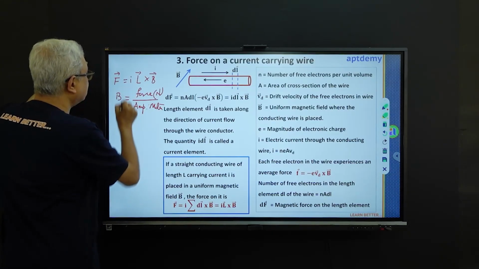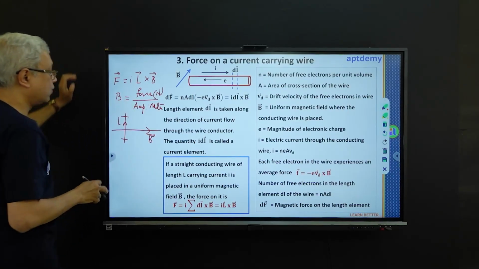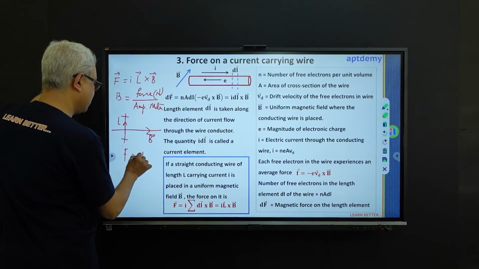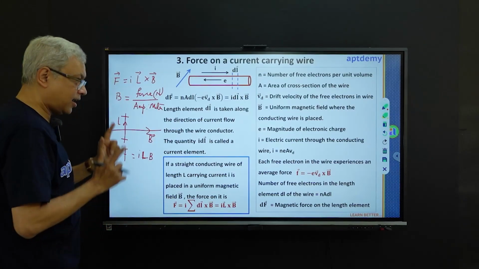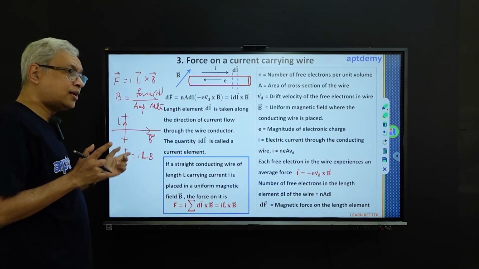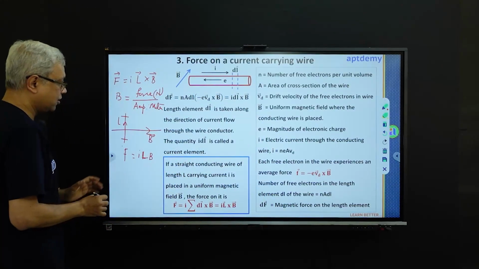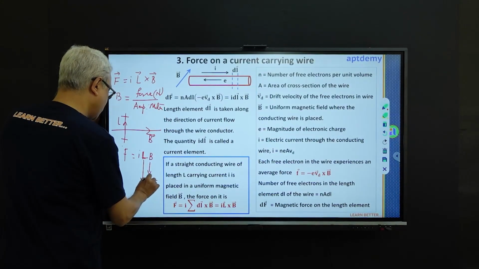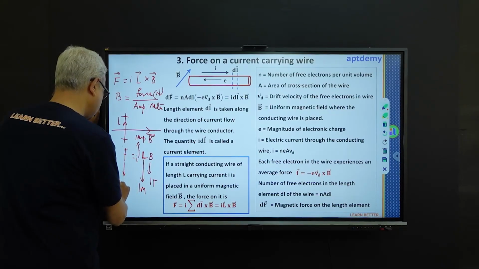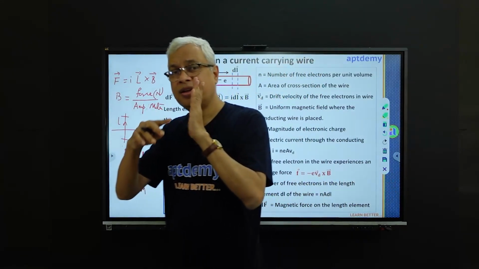And here also, if a current carrying conductor element L is placed in a magnetic field which is perpendicular to the direction of current flow, then since L and B are perpendicular to each other, the magnitude of the force will be I L B. That means we can say that a current carrying conductor of length 1 meter carrying a current of 1 ampere experiences a force of 1 Newton when placed in a magnetic field of 1 Tesla, in a direction perpendicular to the direction of current flow. So B 1 Tesla, length 1 meter, current 1 ampere produces a force of 1 Newton, and the condition is that the direction of current and the magnetic field are perpendicular to each other.